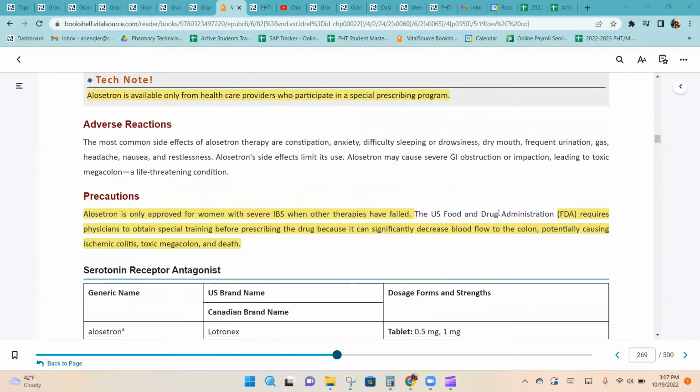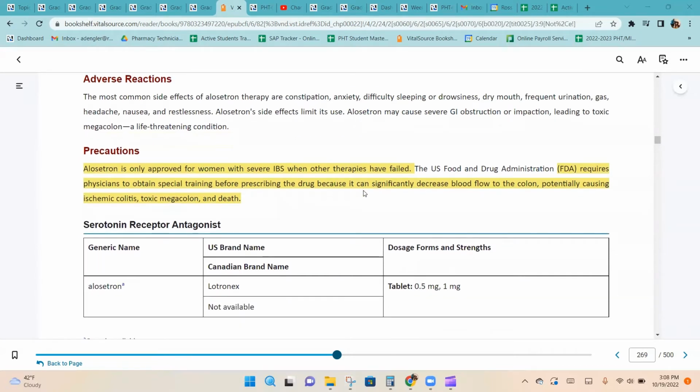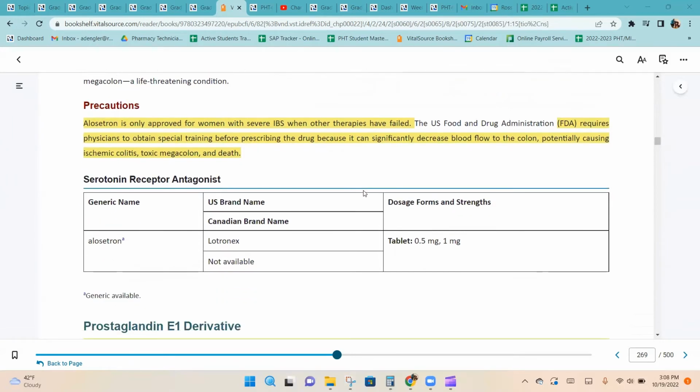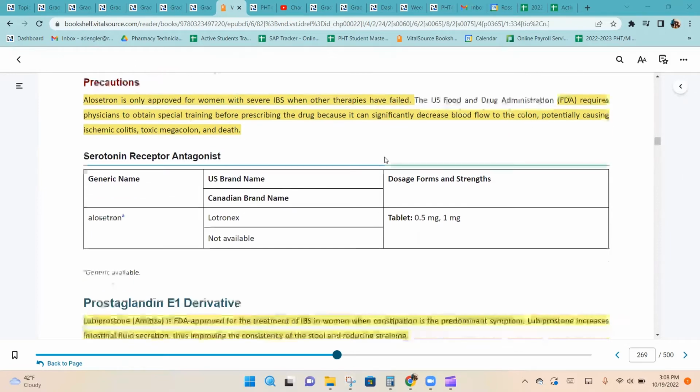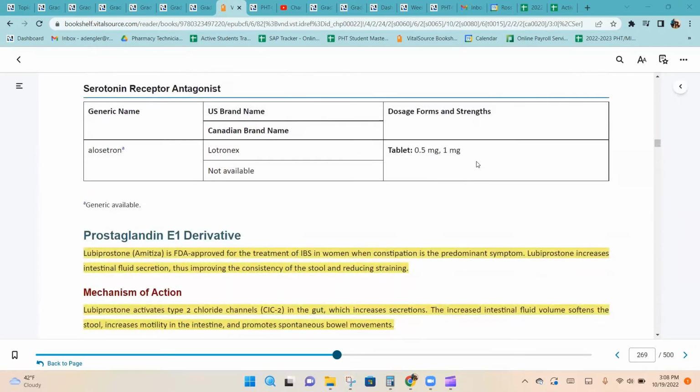And alosetron can only be provided by healthcare providers who are in a special prescribing program. Alosetron is only approved for women with severe IBS when other therapies have failed. The FDA requires physicians to obtain special training before prescribing the drug because it can significantly decrease blood flow to the colon, potentially causing ischemic colitis, toxic megacolon, or death. And this is in a tablet form.